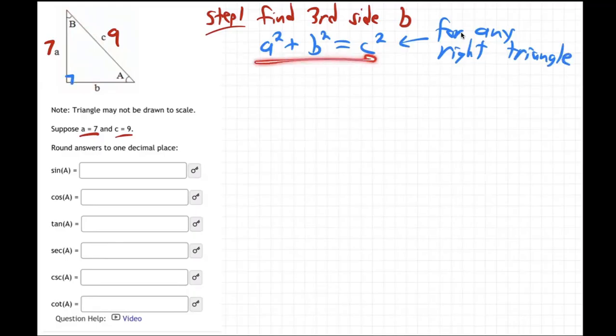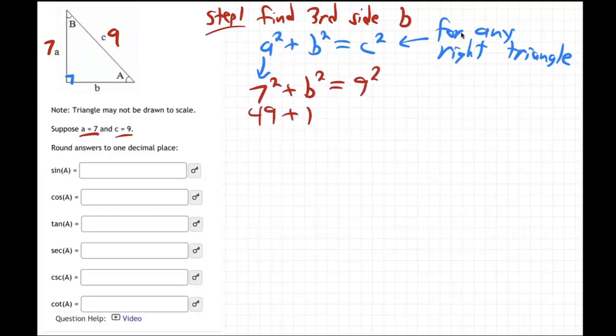a squared plus b squared is c squared. c squared is the hypotenuse. It's the longest side. The other two are smaller, so their squares add up to the biggest side. So, what is the little a? It is 7. So 7 squared. Little b, we don't know. Little c is 9. So work that out.